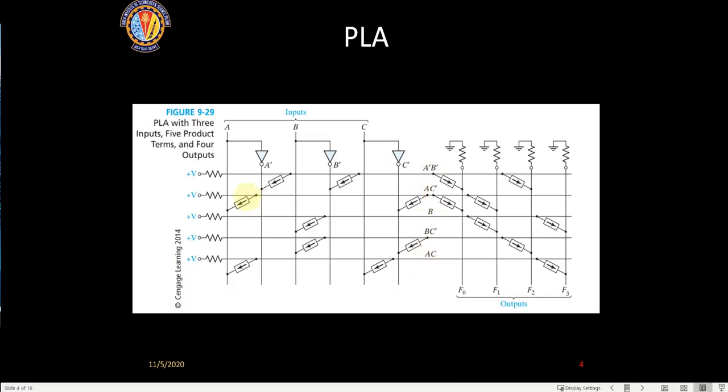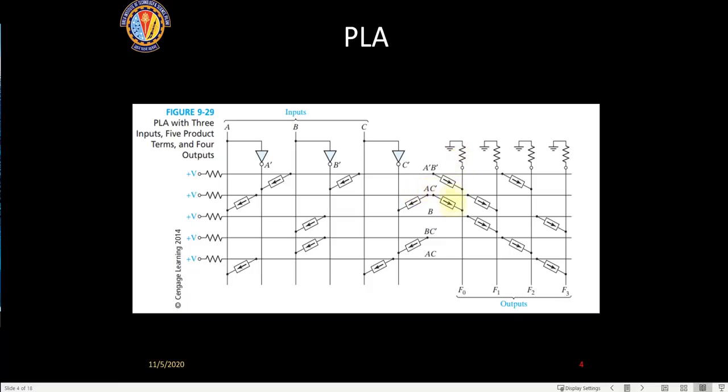Similarly, this particular line is connected to A and also to C bar. So this line can be called A C bar. That means this line will be high only when A and C bar are both high.